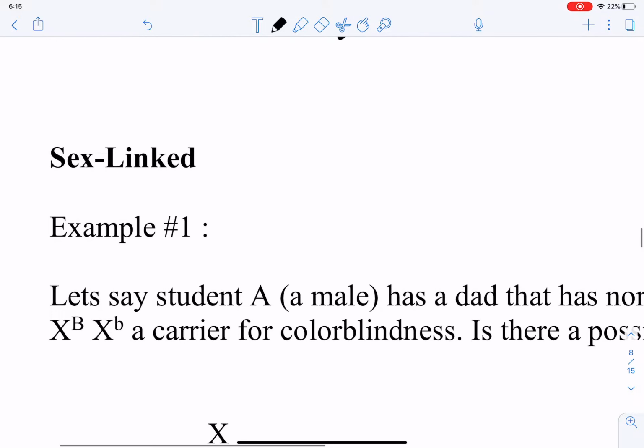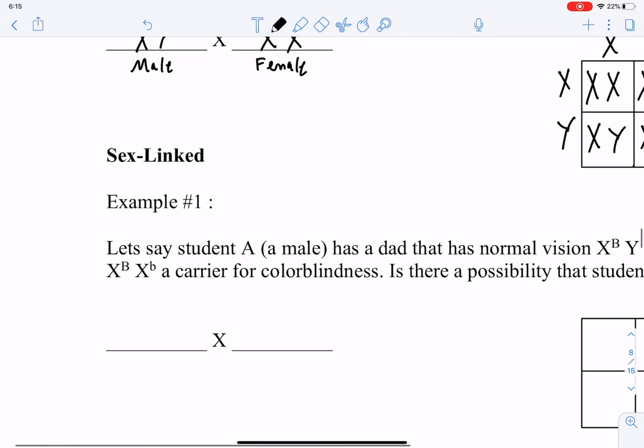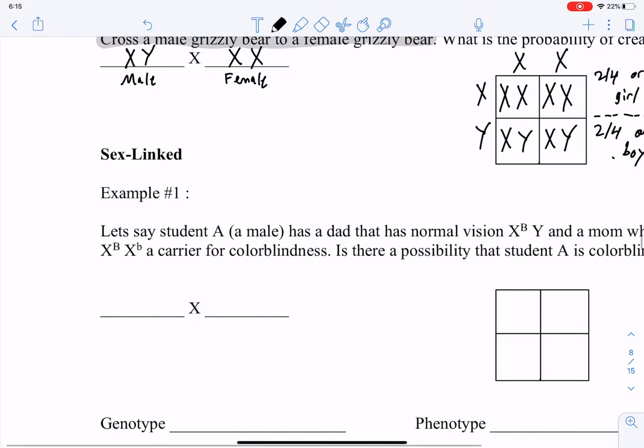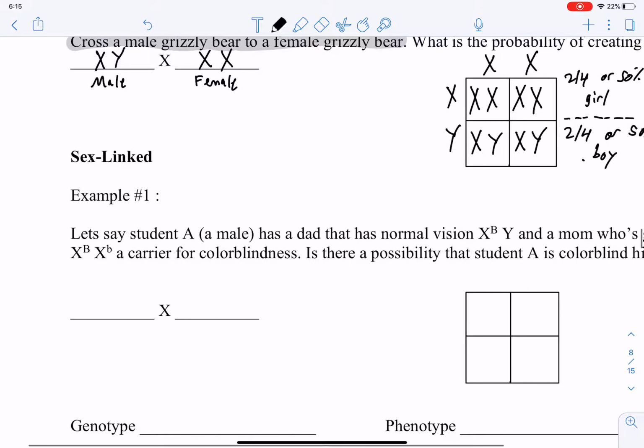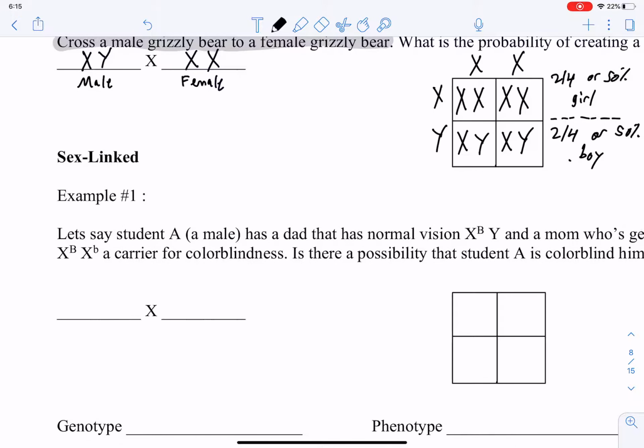So if we look at our first sex-linked trait, we have a student A, a male, that has a dad that has normal vision. I should say too, color blindness is an example of a trait that is sex-linked. It's found on the sex chromosome, and we will see after a few examples if it's more prevalent in guys or girls.